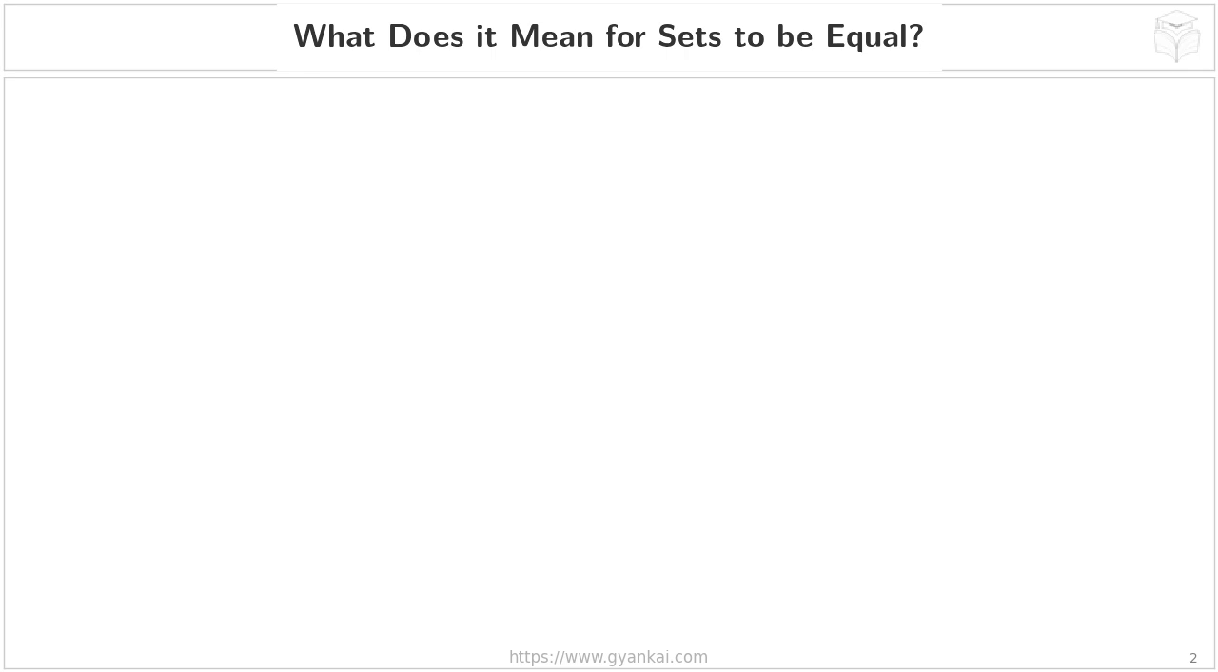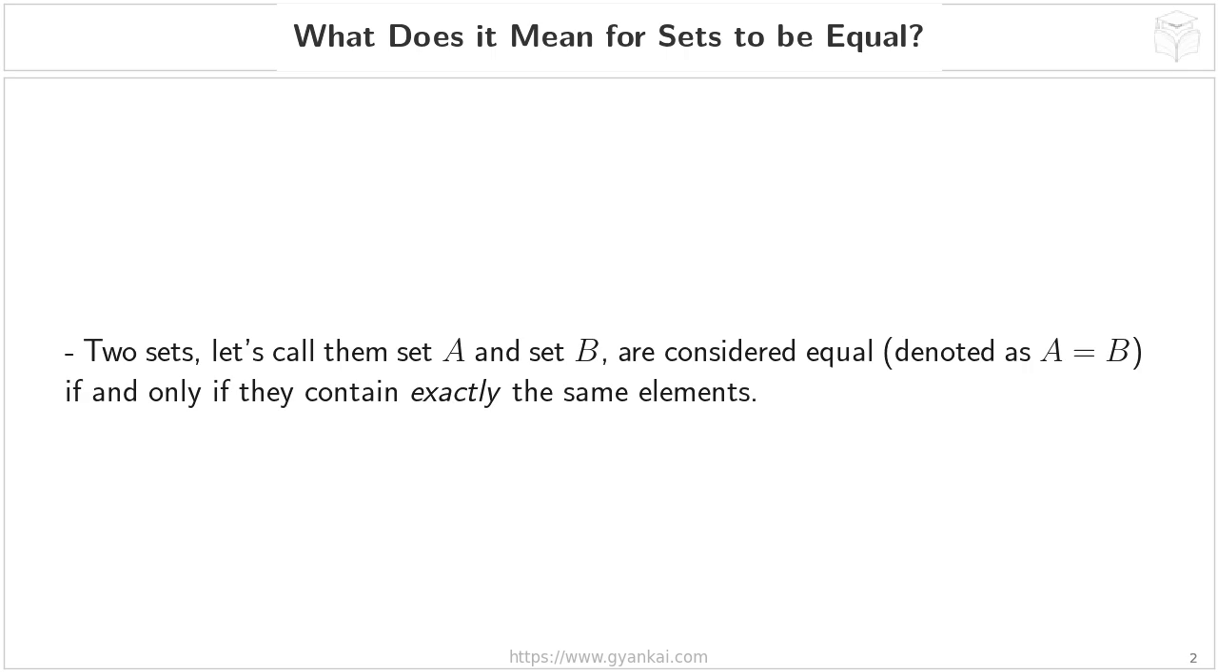What does it mean for sets to be equal? So we've talked about what sets are in the previous slides, and now we're going to really nail down what it means for two sets to be considered truly equal. Here on this slide, we're defining equality between sets. We say that two sets, let's call them set A and set B, are equal, and we write this as A equals B, if and only if they contain exactly the same elements. That "if and only if" is important. It means both conditions must be met for the sets to be equal.